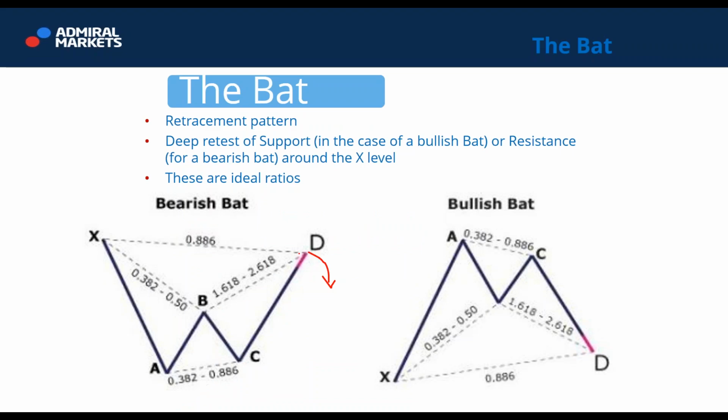Okay, so the bat is a deep retracement pattern, and this is my favorite Fibonacci ratio, 0.886. You know that I've been really using it extensively. One of the things is that 0.886 is the 89 EMA, right? And that is why you can find the 89 EMA always in my analysis.